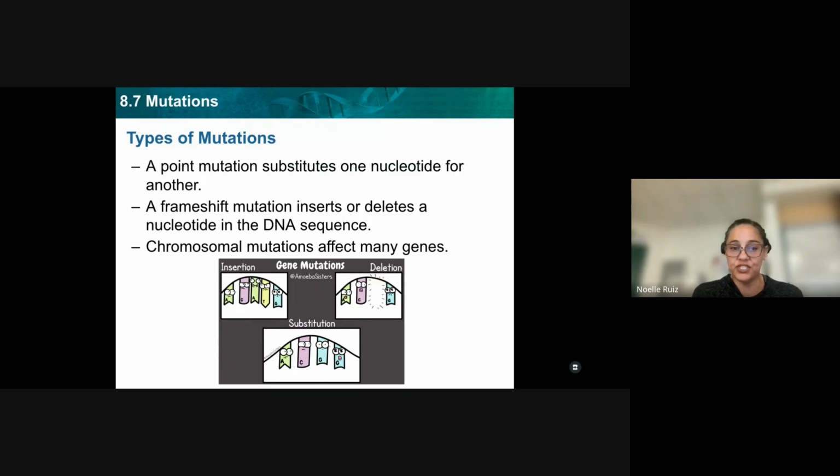And chromosomal mutations can affect many genes. Sometimes it just affects one, like sickle cell disease. Sickle cell is caused by a point mutation where there's just one substitution for another, and it's the wrong one.